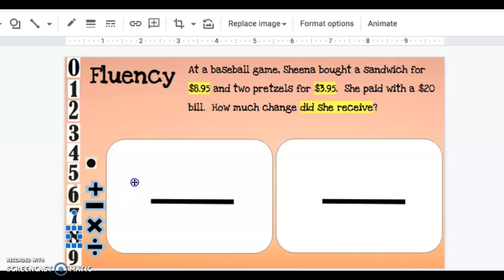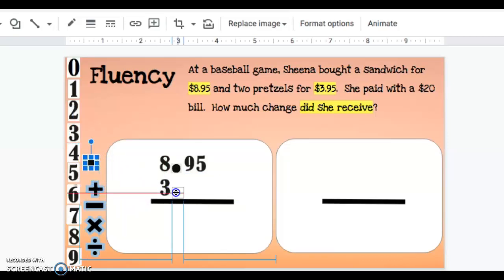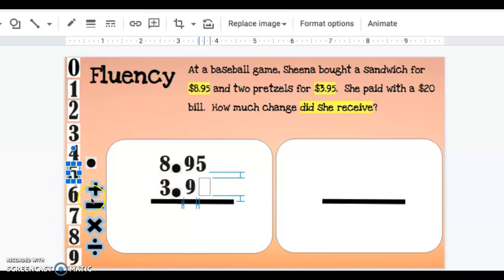So we're going to add them up. So 8, decimal point, 9, 5, and then looking at the place values, the 3 is in the 1 spot, so I'm going to put my 3 underneath the 8. Then I put the decimal point down, and then I have 95, so I put a 9 in the 10th spot and the 5 in the 100th spot. And I know I'm adding those two up.